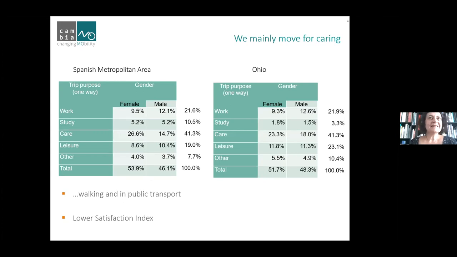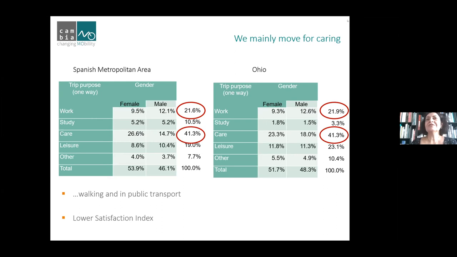We go still deeply in this data, and this is not only for Spain, but even when we use some data from the United States, we discover that we mainly move for caring, men and women. Actually, this is the first result that we have, like the slide showed before by Yoram, and why we moved in the activity models. Of course, the trip to a job is one of the trips that we do.